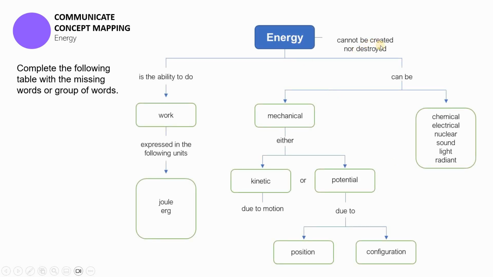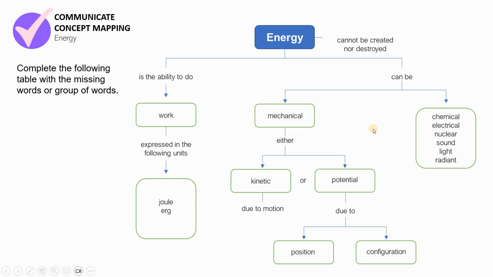So energy cannot be created nor destroyed, but it can be classified into chemical, electrical, nuclear, sound, light, radiant, and maybe other forms of energy as well. And it can also be mechanical, that can either be kinetic or potential. It could be kinetic due to motion, it could be potential due to its position or configuration. So by position, we mean gravitational potential energy, and by configuration naman, we mean elastic potential energy. Now, energy is also the ability to do work, and it could be expressed in joules or even in ergs. Did you get these correctly?